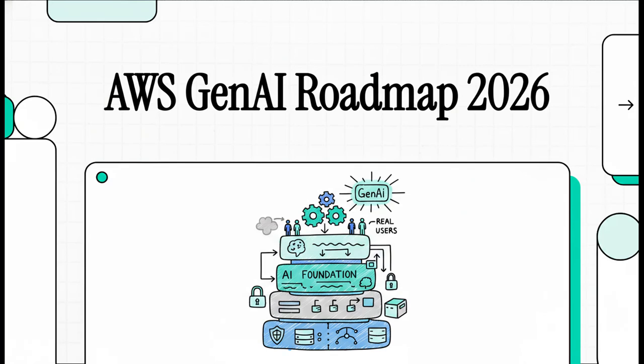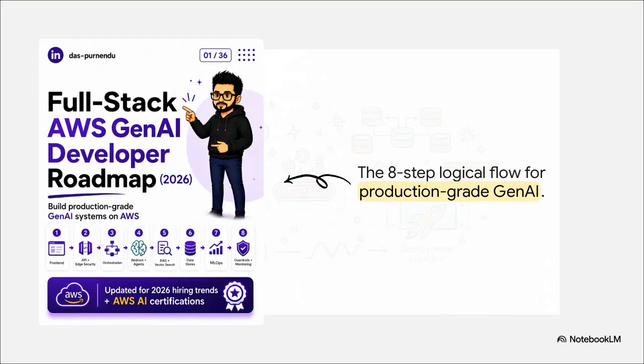Welcome to this explainer. Today we are finally moving way past those basic, fragile generative AI demos. We're going to unpack exactly how to build a scalable, secure, and truly production-ready AI layer cake right on AWS. It's all about architecting enterprise-grade systems that won't just fall over the second real users hit them. So let's dive right in.